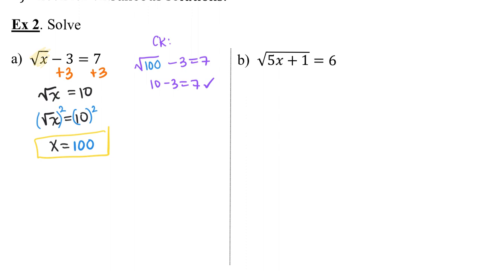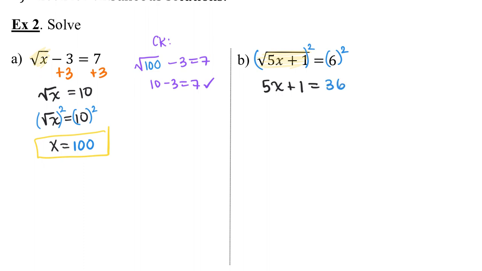Let's try another one. We need to isolate the radical. The radical is the part with the root. So in this case, the radical is this whole piece. Well, it's already by itself on its side of the equation, so we can go ahead and cancel it. Since it's a square root, I'm going to square both sides. If I square a square root, the squared and the square root cancel. So I bring down the 5x plus 1 equals, what's 6 to the second? 36.